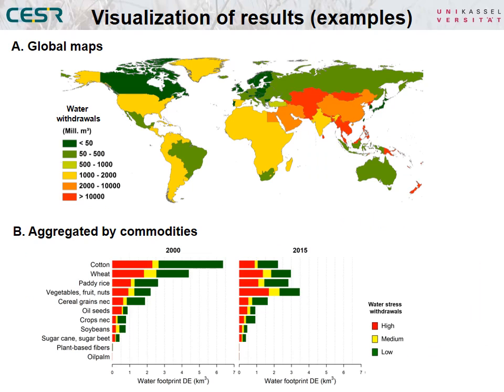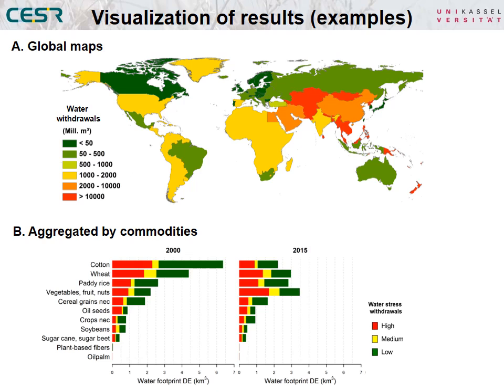So the results of our study portray water withdrawals related to biomass exports from different regions to Germany. And we can visualize these results in different forms. For example, as shown here in the A section, in form of global maps. So here we see the amount of water withdrawals in different world regions given in million cubic meters.